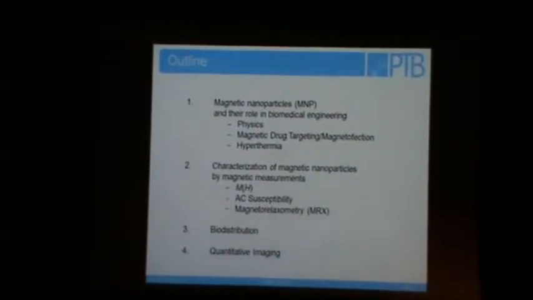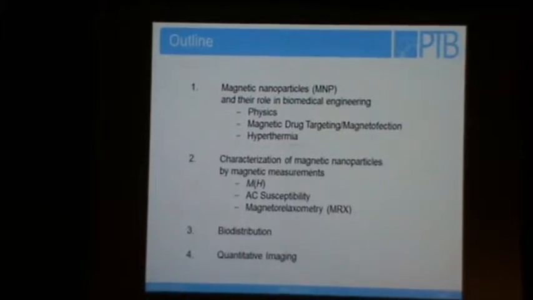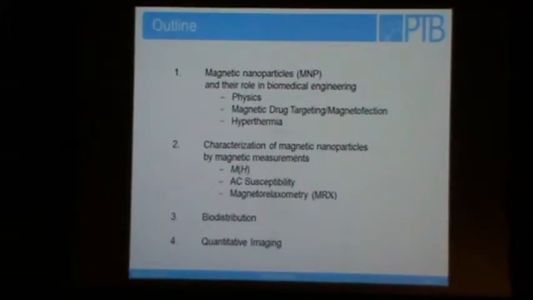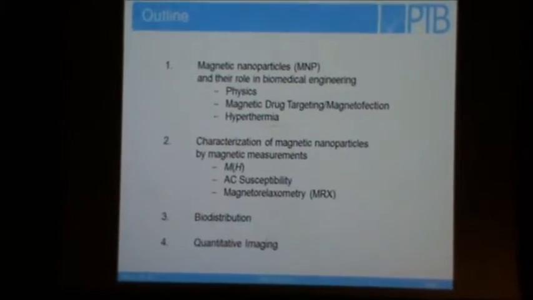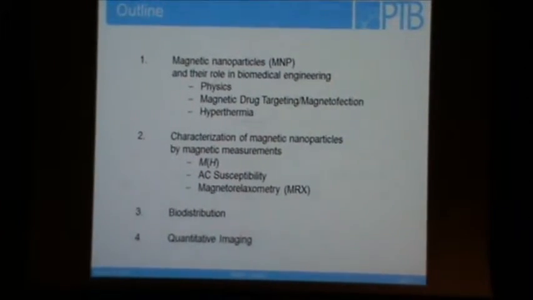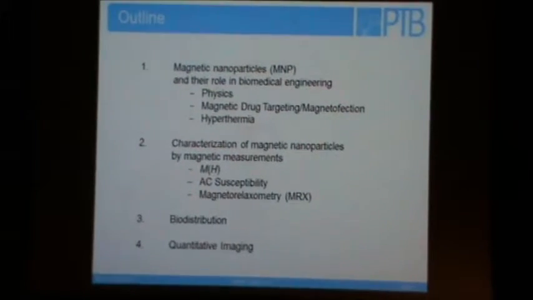So I'll start with the physics of magnetic nanoparticles and a couple of applications in biomedicine. And then I will come to a couple of well-established magnetic measurement techniques that may help to give information that is needed for these biomedical applications. And in particular, I will address the biodistribution and quantitative imaging.